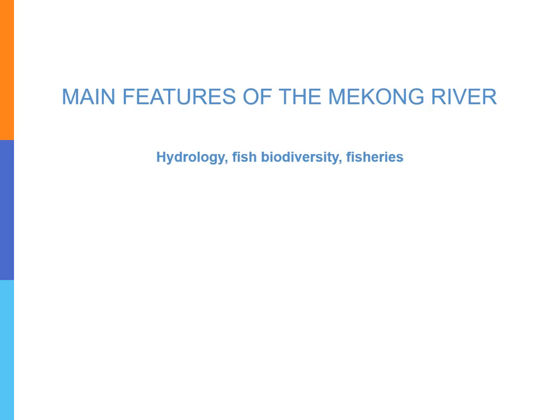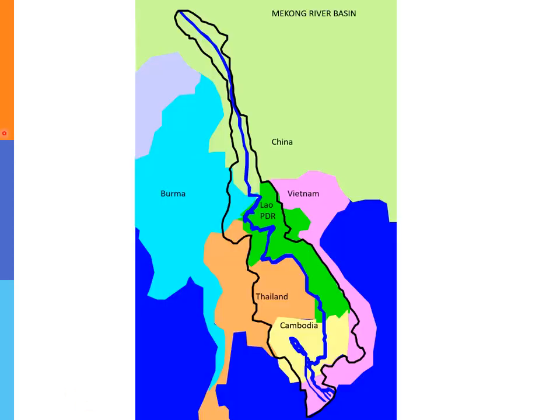The main features of the Mekong River, talking about hydrology, fish biodiversity, fisheries. The Mekong flows in 6 countries. The upper Mekong flows in China and a little bit in Burma. And then in the lower Mekong basin, that is Laos, Thailand, Cambodia, and Vietnam.